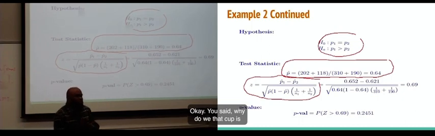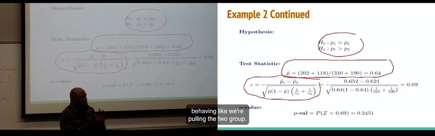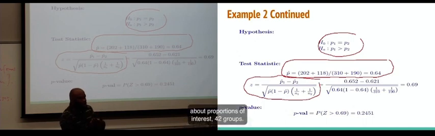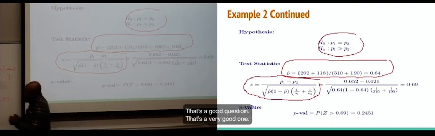That p-cap is behaving like we're pooling the 2 groups, like what is the total number of successes? What is the combined proportion for the 2 groups? If I'm talking about combined proportions of interest for the 2 groups, of course I'm going to add. Does that make sense? That's a very good question.